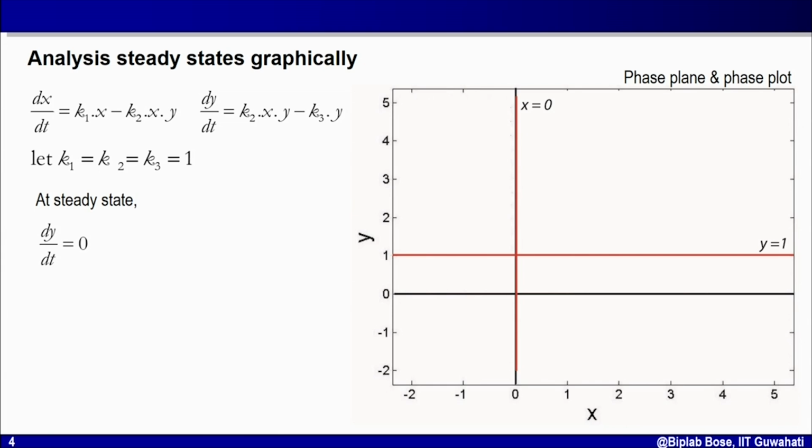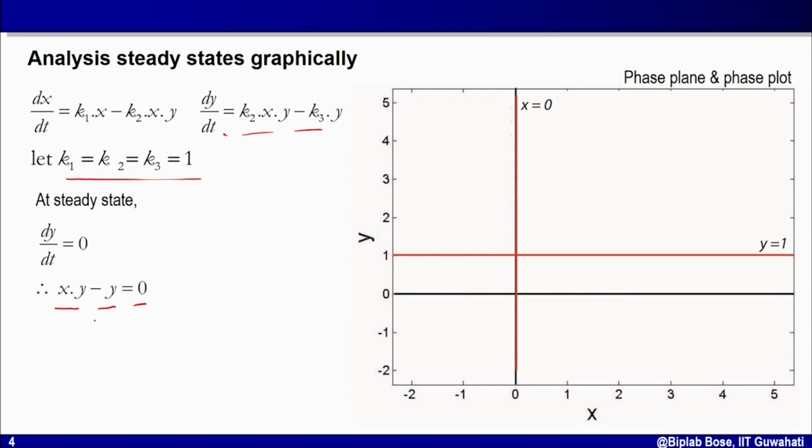Now let us do the same thing for the second ODE. As you remember, in steady state both the derivatives have to be 0. So I put dy dt equal to 0. That means from the second ODE I get x into y minus y is equal to 0. The parameters k1, k2, k3 are 1, so my life is easy.